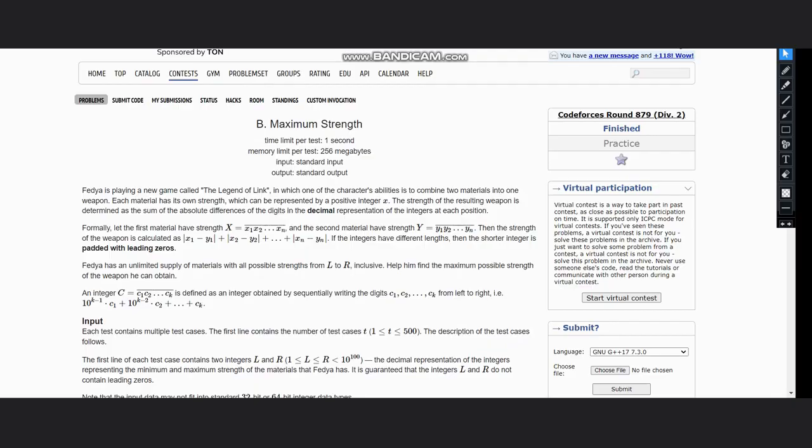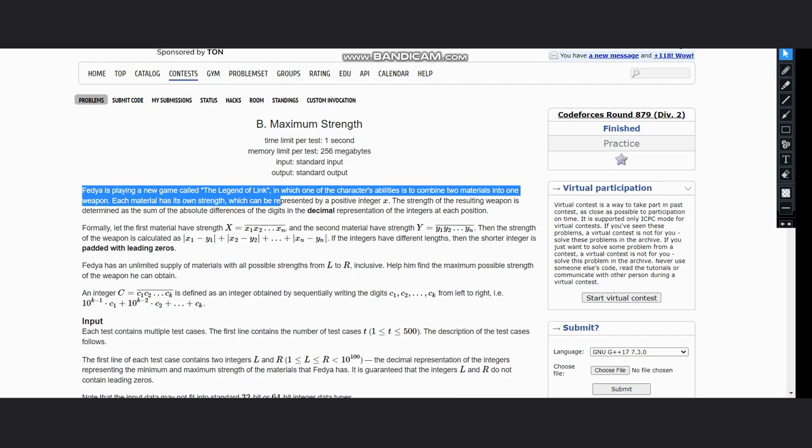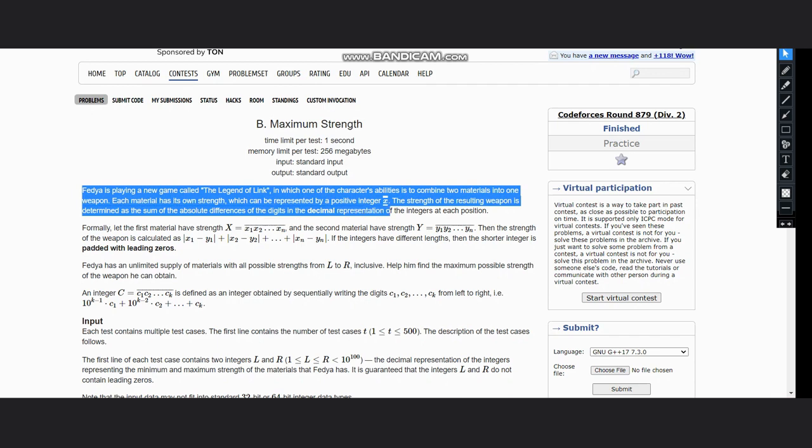Back to the channel. So here we are discussing the problem Maximum Strength on Codeforces. The problem states that Fedia is playing a new game called the Legend of the Link, which is one of the character's abilities: combine two materials into one weapon. Each material has its own strength, which can be represented by a positive integer x. The strength of the resulting weapon is determined as the sum of absolute difference of digits in decimal representation of integers at each position.